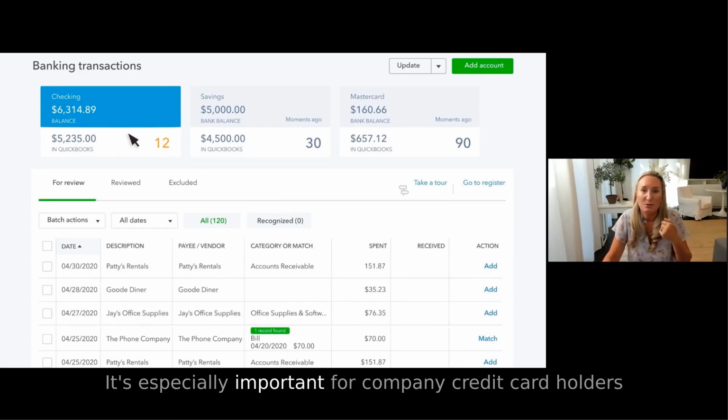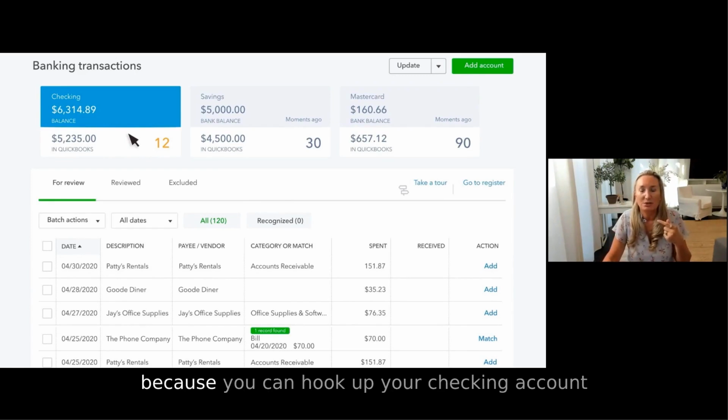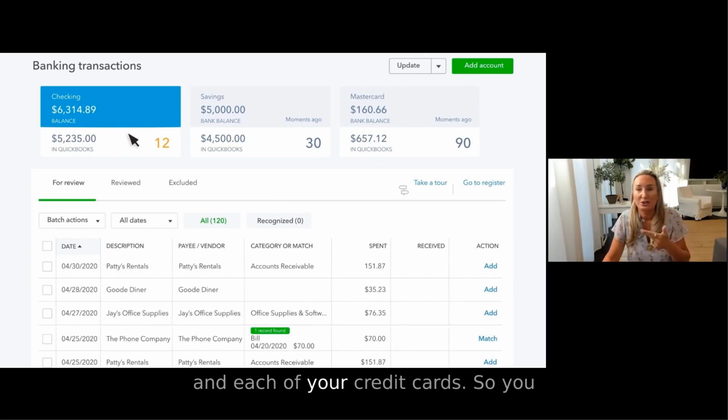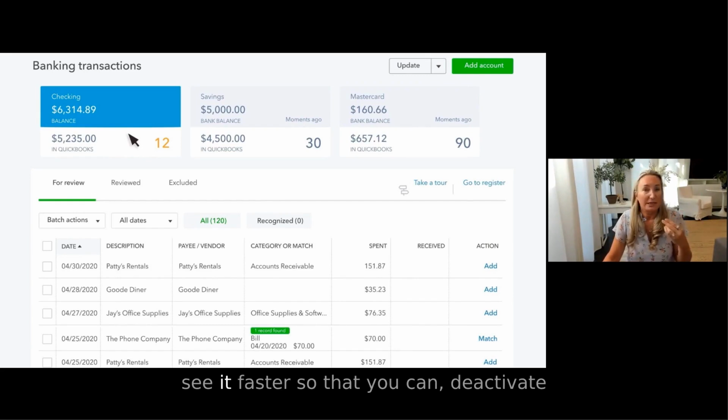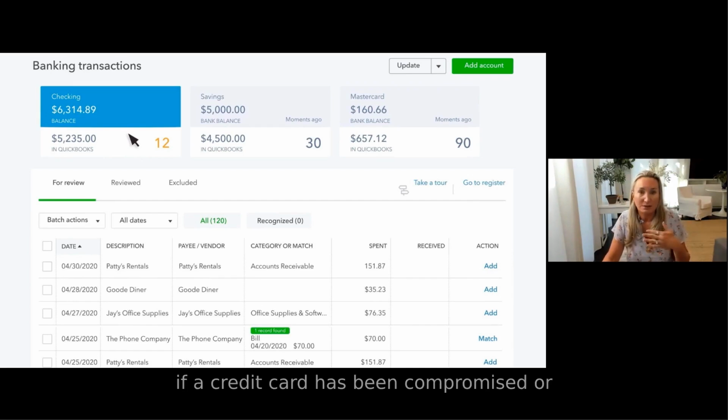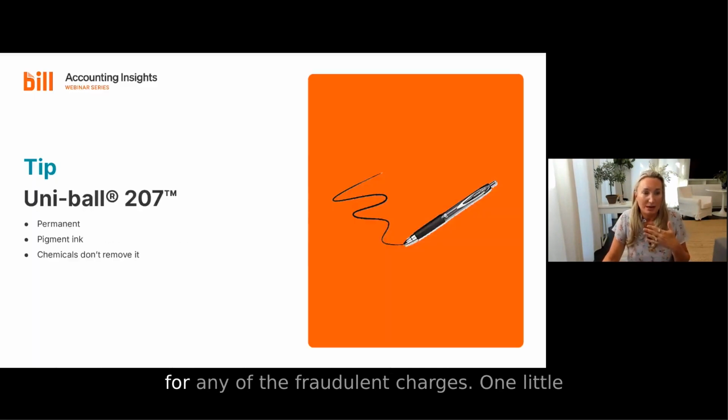It's especially important for company credit card holders because you can hook up your checking account and each of your credit cards. So you can watch all the activity right there from within your accounting software. And that helps you see it faster so that you can deactivate if a credit card has been compromised, or reissue a new card and get credit back for any of the fraudulent charges.